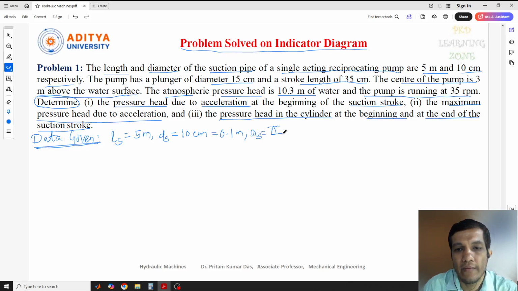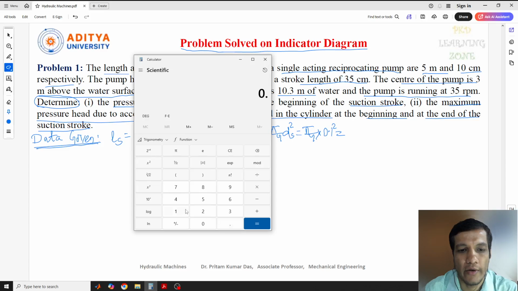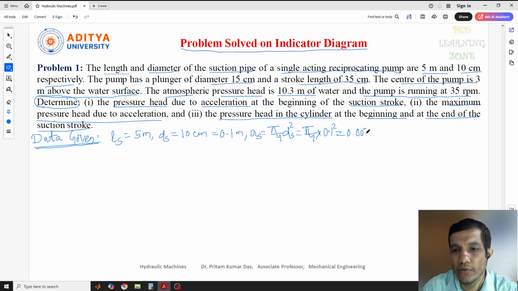So that is π by 4 DS square. Okay, so we can write this is π by 4 into 0.1 square. So let's calculate this. So this is 0.1 square into π divided by 4, 0.00785. So here we got the value 0.00785 meter square.